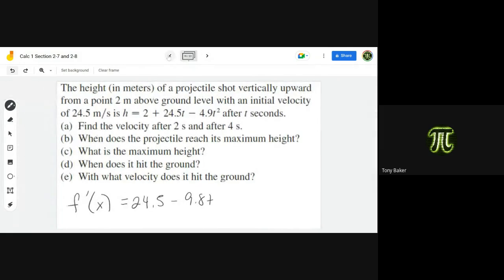All right, if you go through and do all your wonderful steps out, you should get 24.5 minus 9.8. And the crazy thing is on Wednesday, I'm going to show you how to go from here to here in one step.